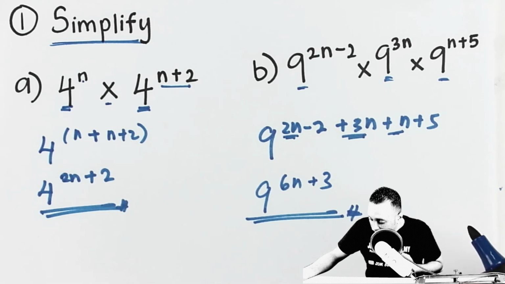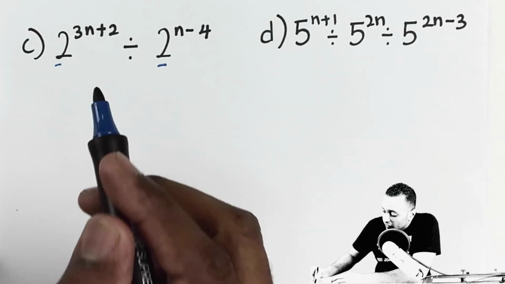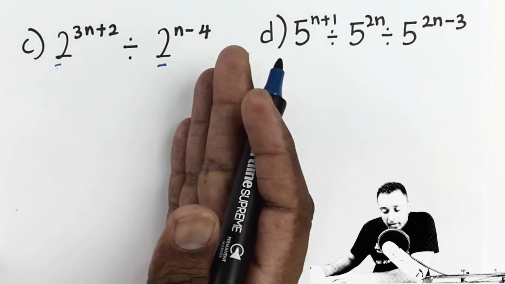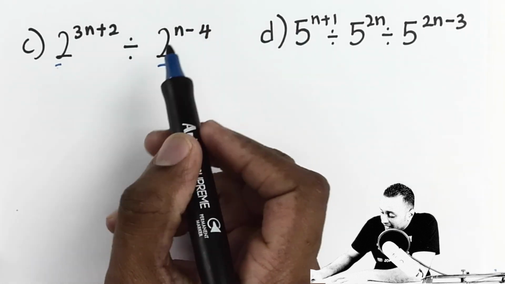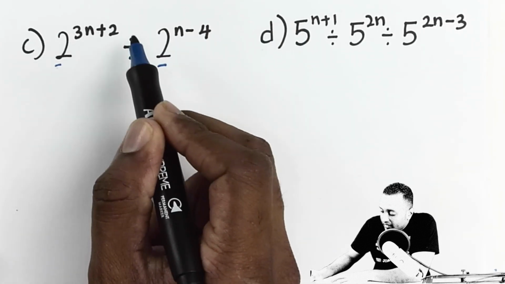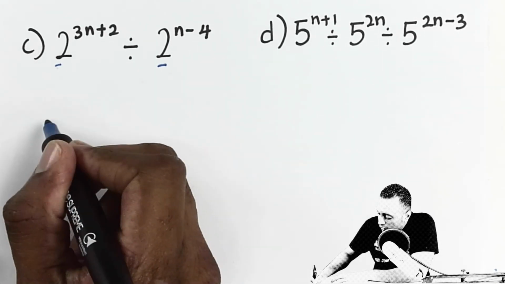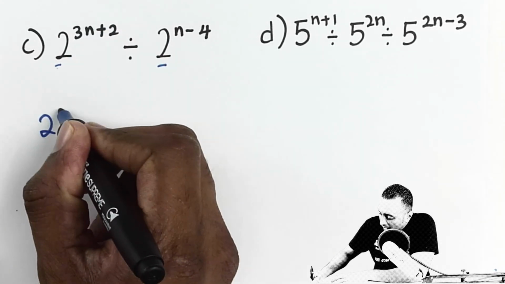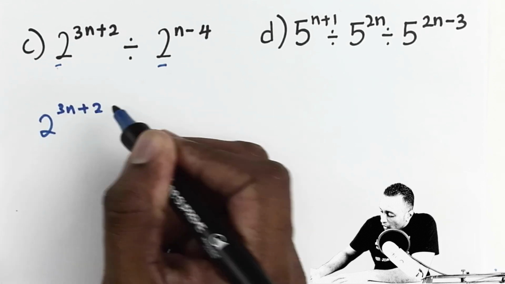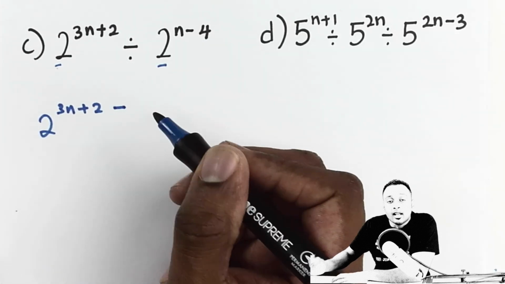Alright. So now let's look at question C. So dalam question C, we got 2 and 2. So they are the same base. Kalau base sama, if you notice in the middle, kita ada apa? Bahagi. Kalau bahagi, divide, we need to minus, right? So we write 2. The power here is 3n plus 2. Divide maksudnya minus class 1.